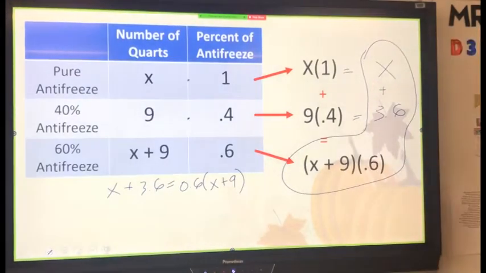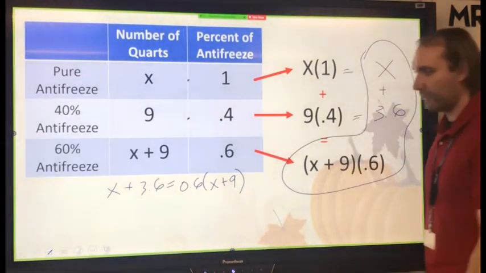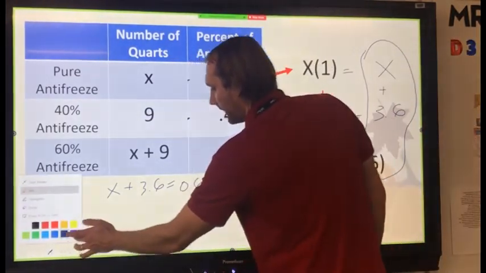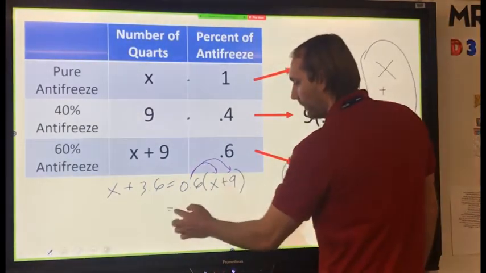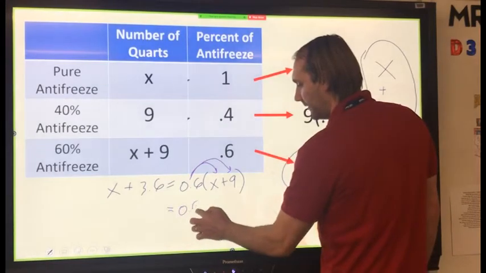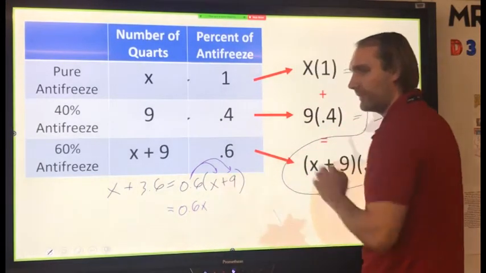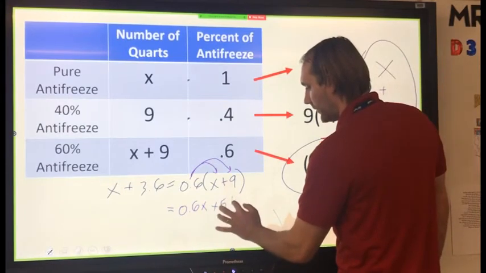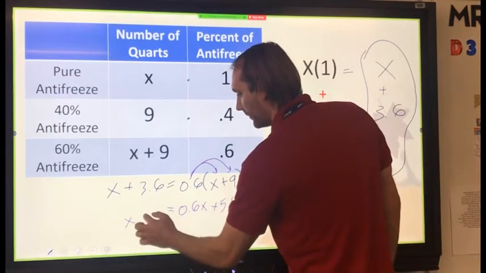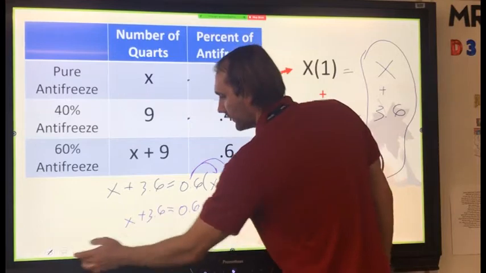Now we have a linear equation we can solve for x. What's the first thing you would want to do? Distribute. Very good. So 0.6 times x is 0.6x, and 0.6 times 9 is 5.4. And then over here I have x plus 3.6.